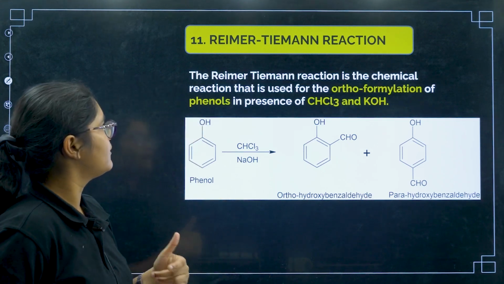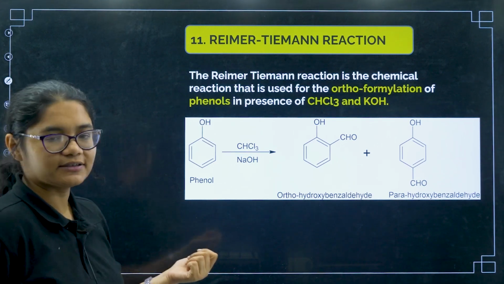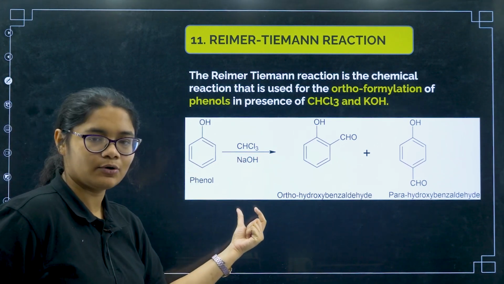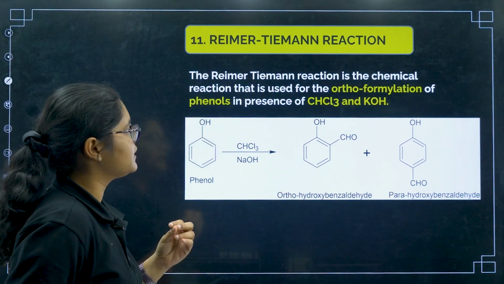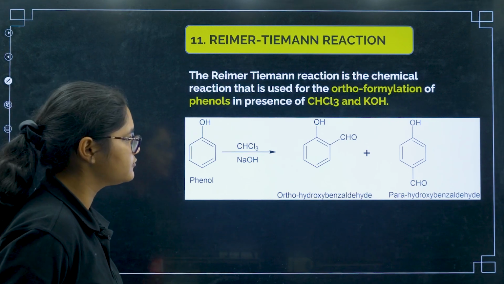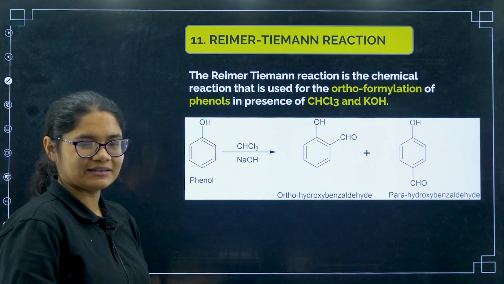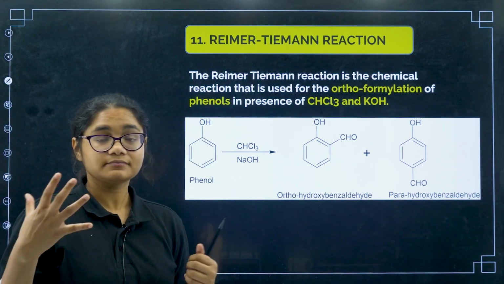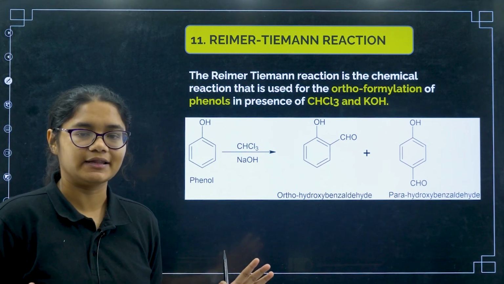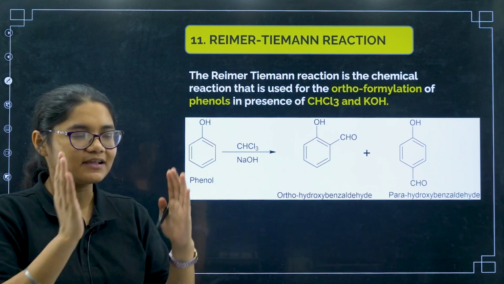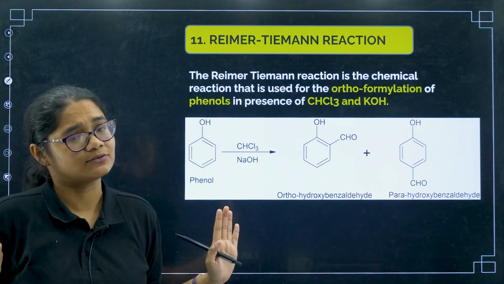Then L, M, N, O, P, Q, R, we have Reimer-Tiemann reaction. In Reimer-Tiemann reaction, you take a phenol, CHCl3 and NaOH, and you get benzaldehyde, or we call it salicylic aldehyde. It is a chemical reaction used for the ortho-formylation of phenols in the presence of CHCl3 and KOH. So you can simply write that phenols are reacted with CHCl3 and KOH to give benzaldehyde. Always remember, you just have to make a sentence out of the reactants, reagents and the products. You don't have to frame complicated sentences, not at all required.